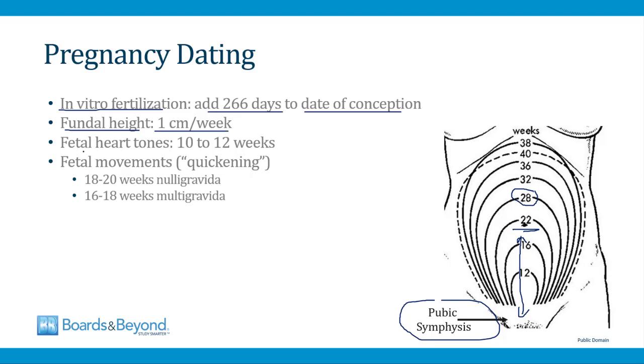Some other correlates of the pregnancy dating: the fetal heart tones can be heard with a stethoscope at about 10 to 12 weeks, and the mother will feel the fetal movements, this is called the quickening, at certain times during pregnancy. In nulligravida women, this is usually 18 to 20 weeks. It's a little bit earlier in women who are multigravida.